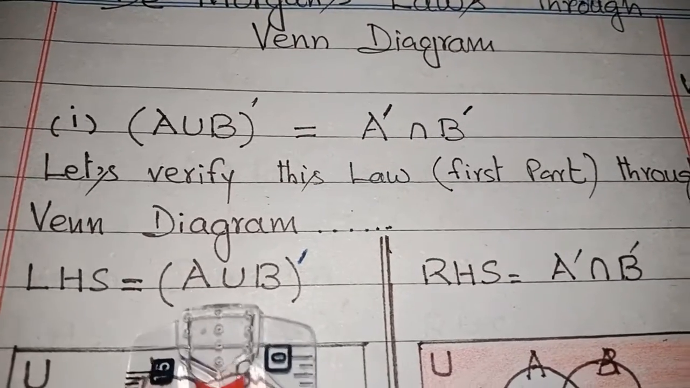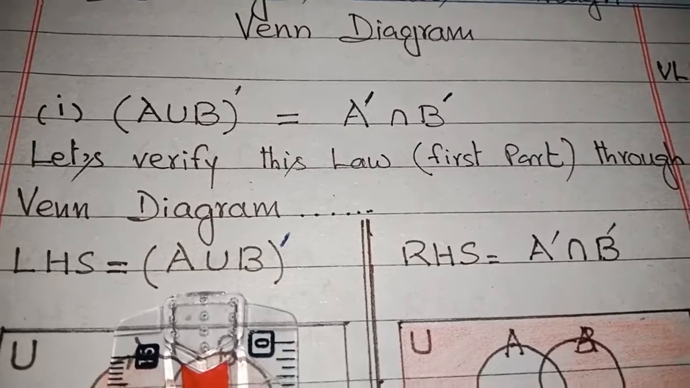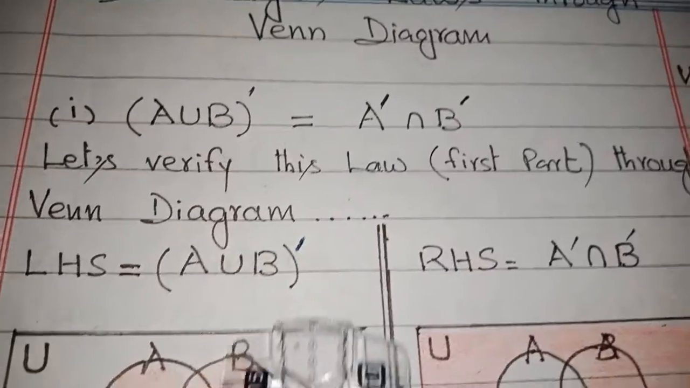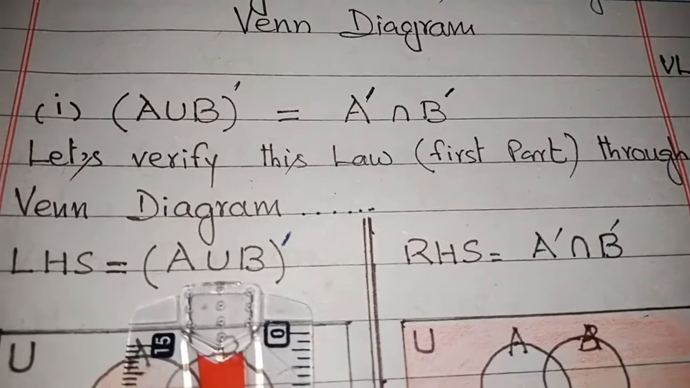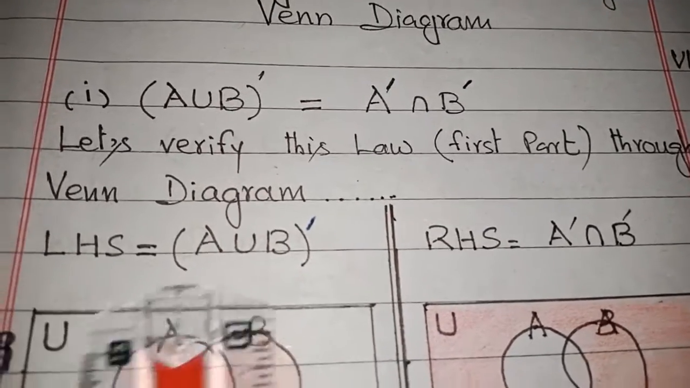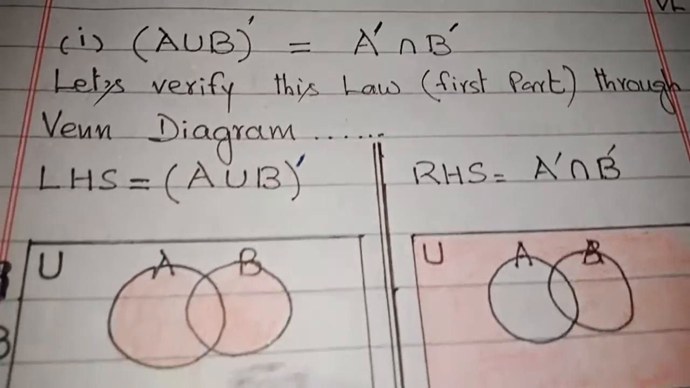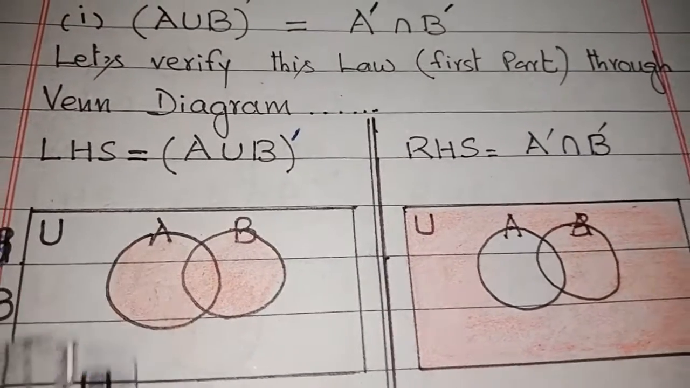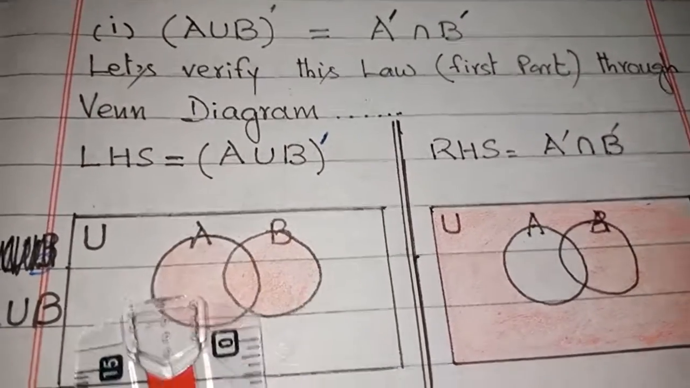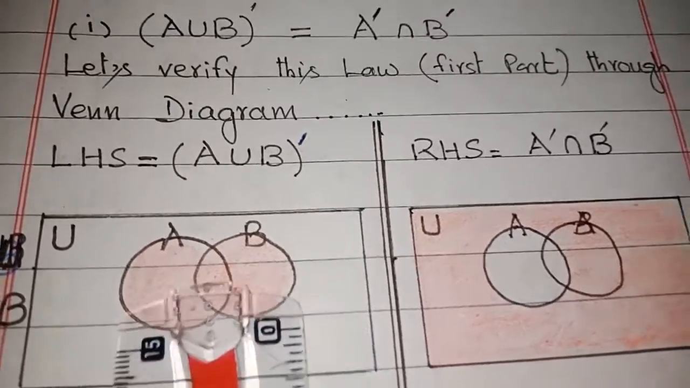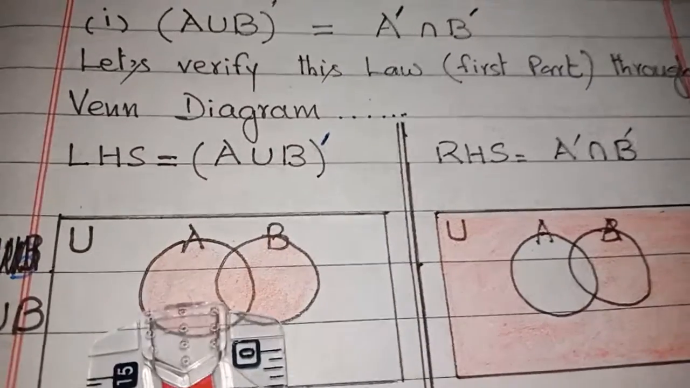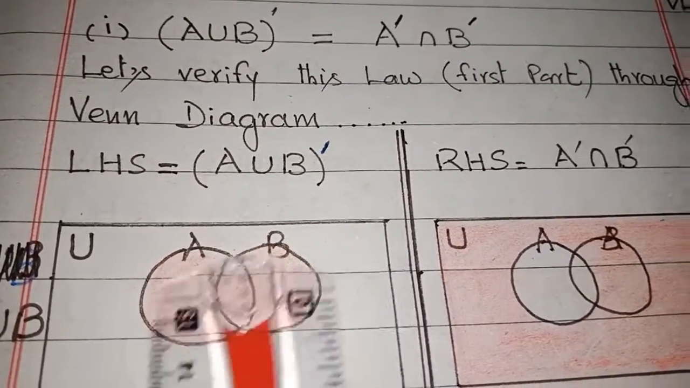To represent this operation through Venn diagram, I will do this in two steps. In the first step, I will represent A union B only, and in the second step, I'll find its complement. So to represent A union B, I have drawn here a rectangle which represents the universal set, and two circles which represent set A and set B. To represent A union B, I have colored the whole of circle A and the whole of circle B.